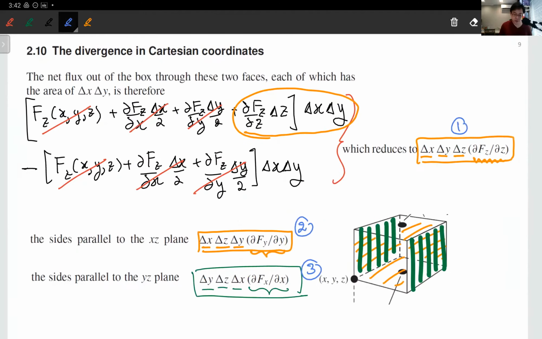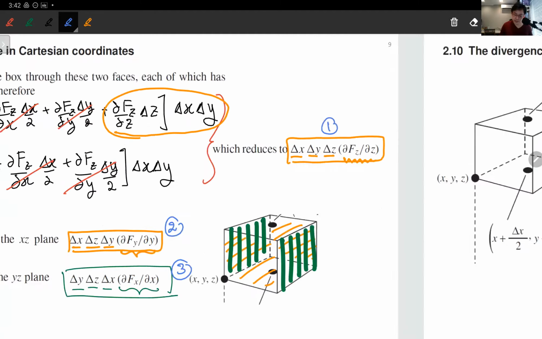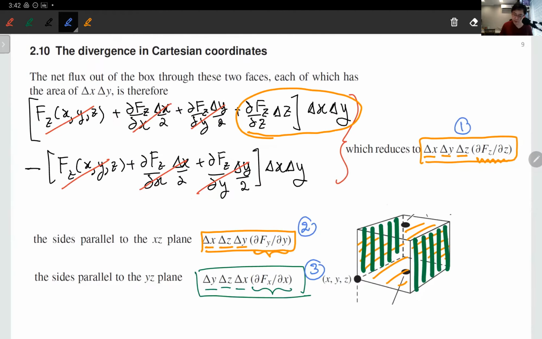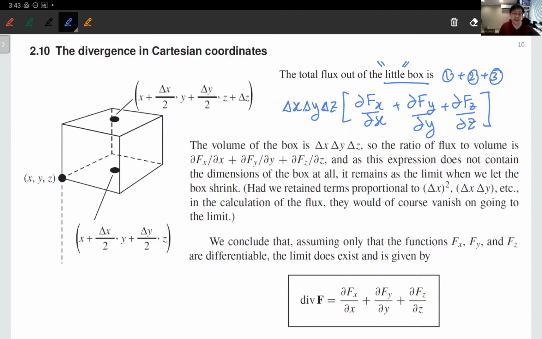You see where I'm at right now? So in conclusion, the total flux out of this little box, the text is nice, they say little box right here. How much, guys? You just take 1 plus 2 plus 3. But then you can see that they have a common factor of delta x, delta y, delta z. I can pull that out to the front. So it's going to be delta x, delta y, delta z. And the rest of the summation goes df sub x by dx plus df sub y by dy. Oh, sorry, it's supposed to be y. Df sub y by dy plus df sub z over dz. Whoa. That is the net flux in this little box right here.